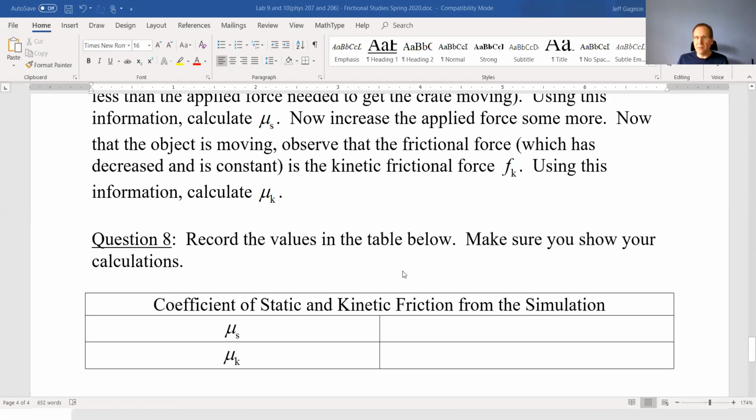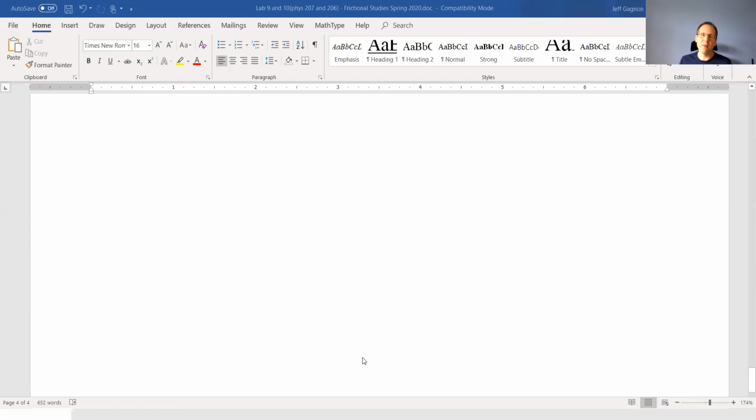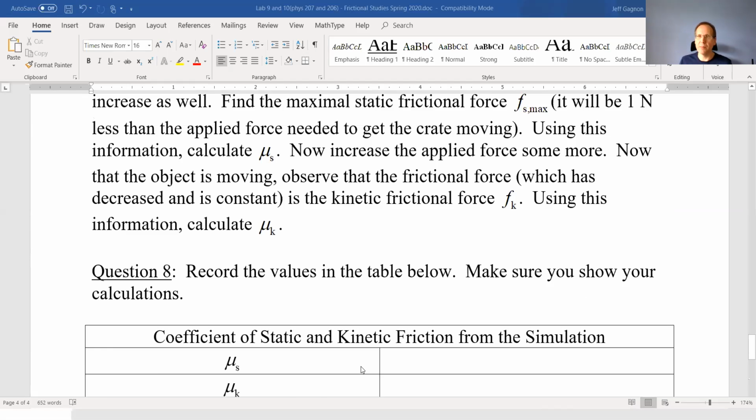So think about this, you have all the information to figure this out. I want you to calculate μs, the coefficient of static friction between that crate and the surface. And then μk, which is the coefficient of kinetic friction between the crate and that surface. And record the values in the table here. And make sure you show me those two calculations, like how you calculated these two values. And then that would be it for this particular lab report.